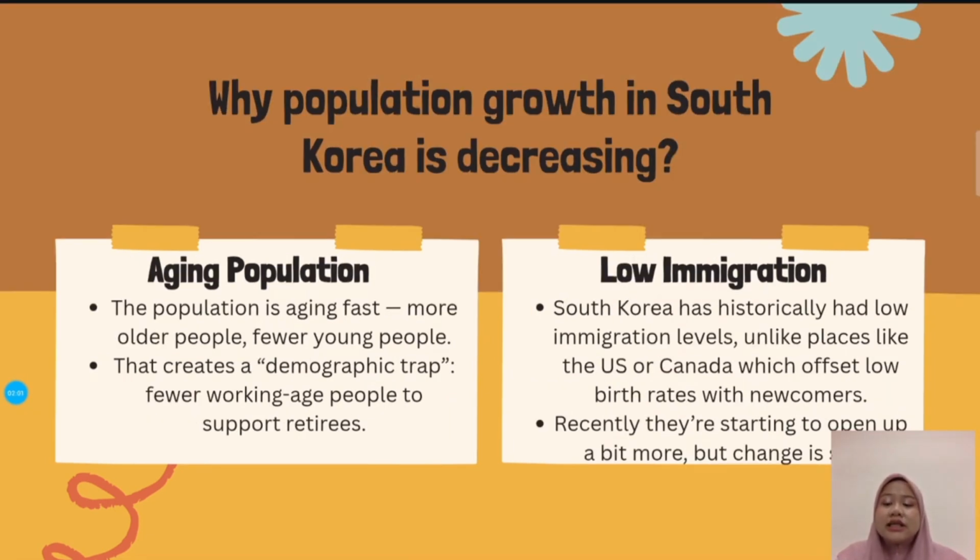Third, it's about aging population. The population is aging fast, more older people, but fewer young people. That creates a demographic trap, fewer working age people to support retirees. Lastly, low immigration. South Korea has historically had low immigration levels, unlike places like the US or Canada, which offset low birth rates with newcomers.